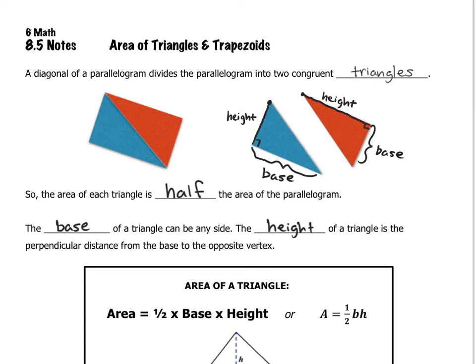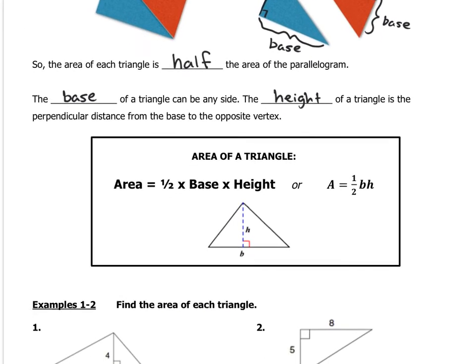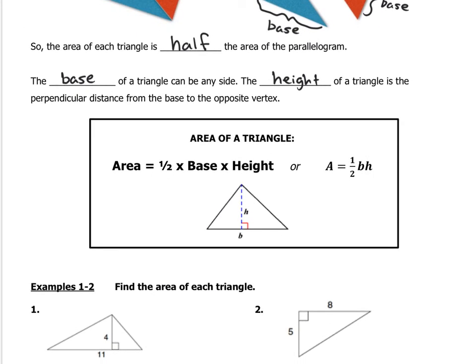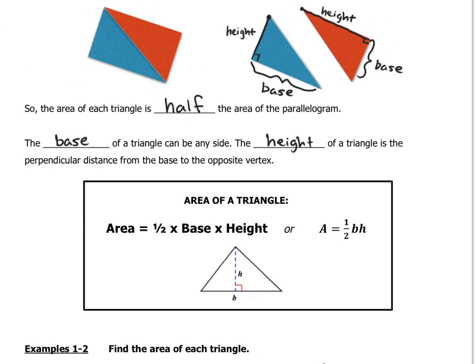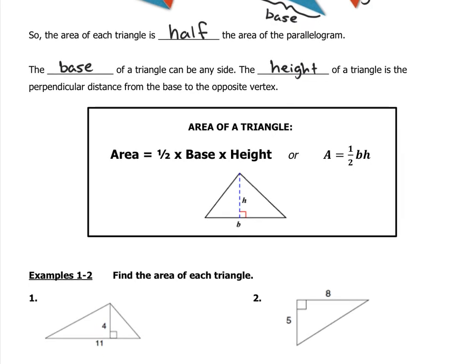So the formula for the area of a triangle is going to be 1/2 times base times height. And again, that's because if you divide a parallelogram in half using the diagonal, the area of the triangles are half that of the parallelogram. So we take our formula for area of a parallelogram and then we multiply it by 1/2 to get the area formula for a triangle.